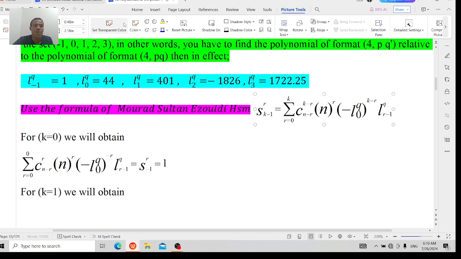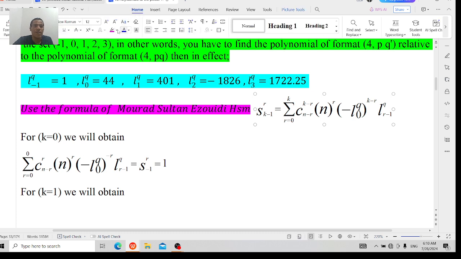So I will start working with you now. This is S k minus 1 over the r equals the sum from 0 to k, combination n minus r choose k minus r, and n raised to the power r, times, between parentheses, negative L0 for the cube raised to the power k minus r, times L r minus 1 for the cube. So this one is very important, learners.